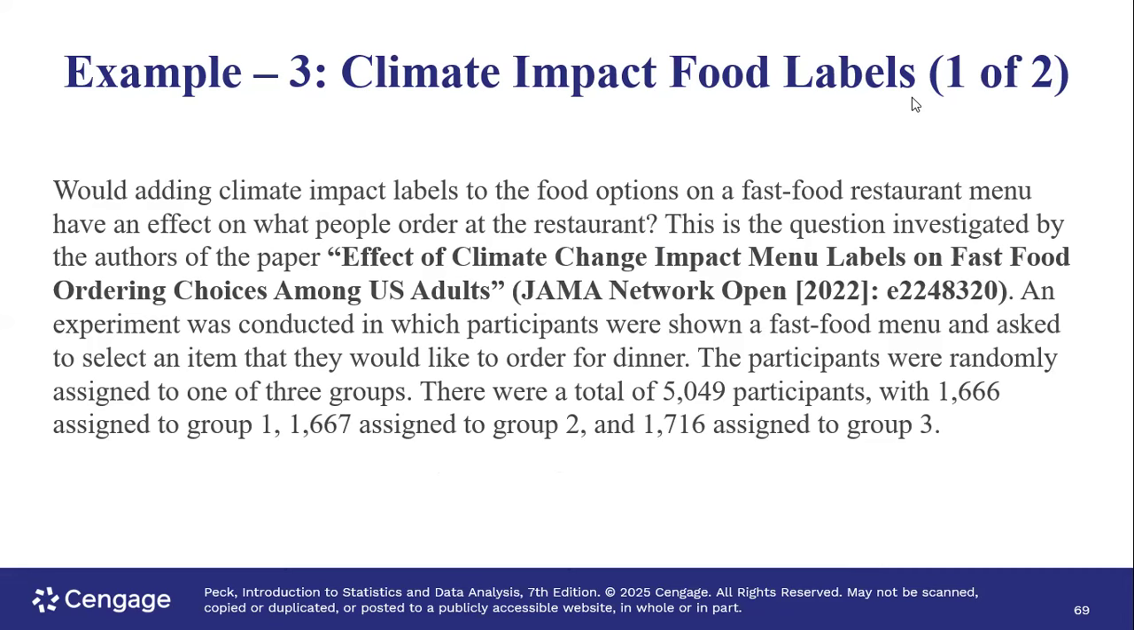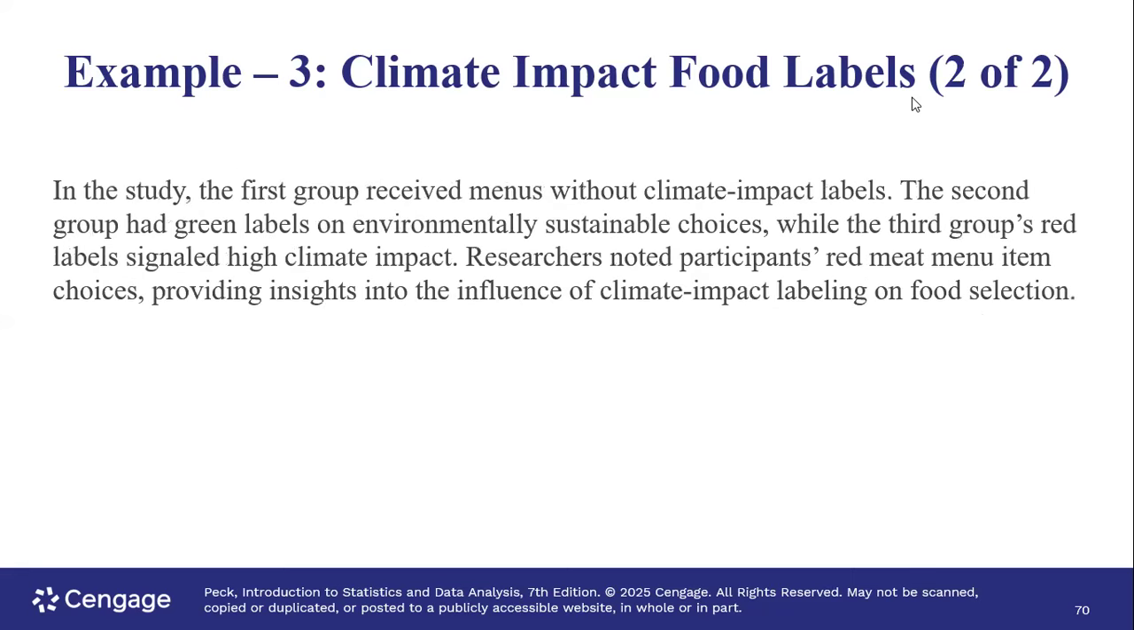Would adding climate impact labels to food options on a fast food restaurant menu have an effect on what people order at the restaurant? This is the question investigated by the authors of the paper. An experiment was conducted in which participants were shown a fast food menu and asked to select an item that they would like to order for dinner. The participants were randomly assigned to one of three groups. There were a total of 5,049 participants, 1,666 to Group 1, 1,667 to Group 2, and 1,716 to Group 3.